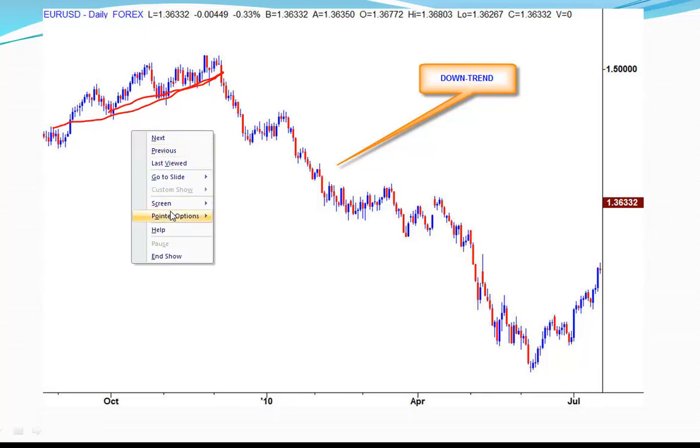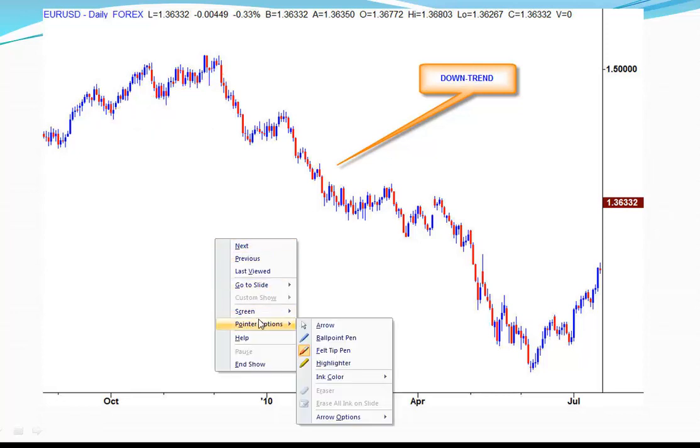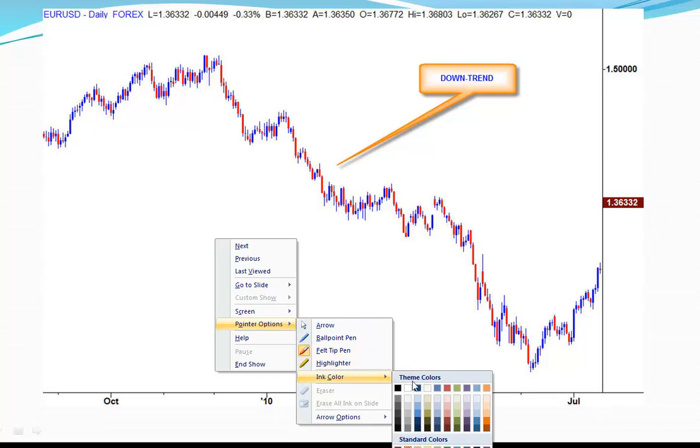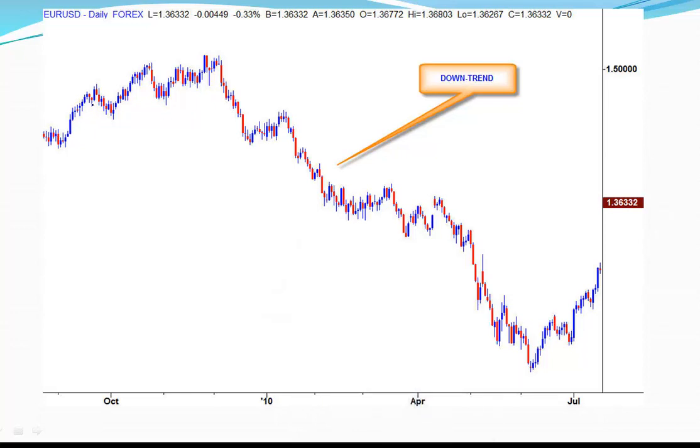Should I get rid of the red because now we have red all over the screen? Yes, I think so. Let's take a look and go with blue. So the prior move up was in an uptrend, as you see here. You had a low, you had a high, you had a higher low.